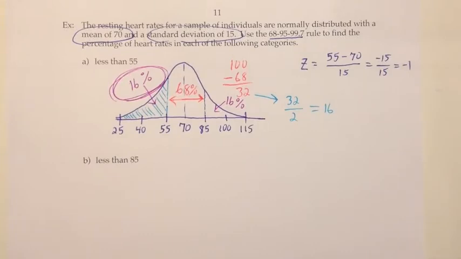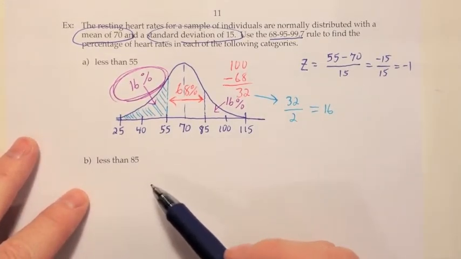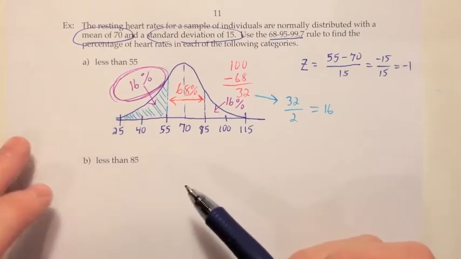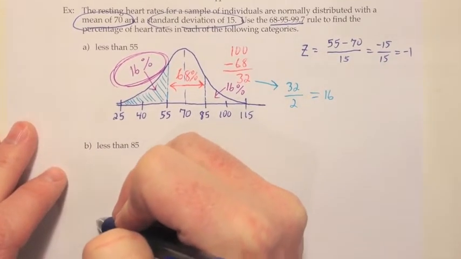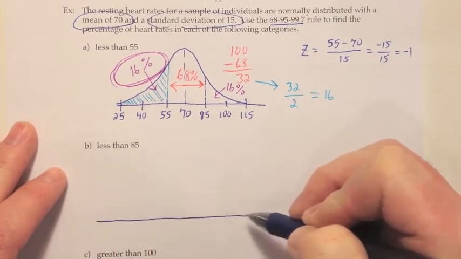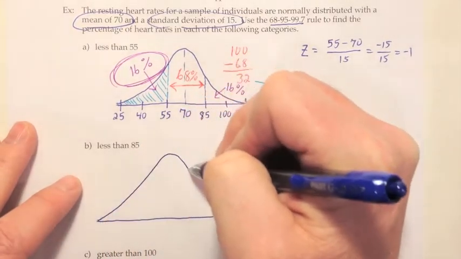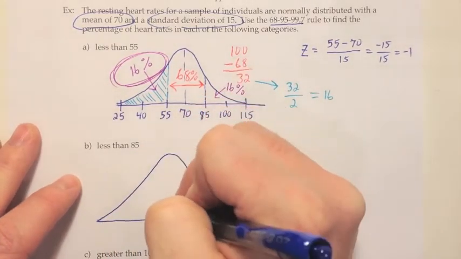Alright, let's go ahead and move on to part B and try another one of these. This time they want to know the percentage of the heart rates that are less than 85. So I'm going to start off in the same fashion that I did last time by drawing the picture. This time it'll go a little bit faster, but I'm going to number it in the same way.